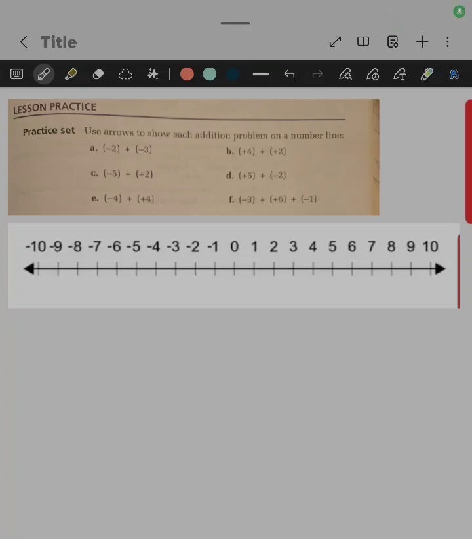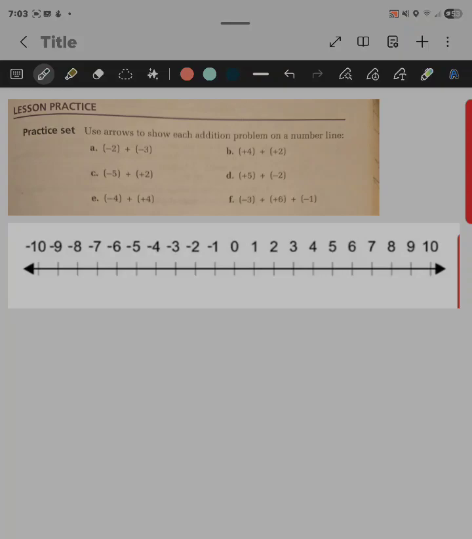Ladies and gentlemen, this is lesson 59, and I'm actually going to go straight to page 399. It's lesson 59, page 399, and I'm going to start with the lesson practice, the practice set on the bottom of that page. It says use arrows to show each addition problem on a number line.